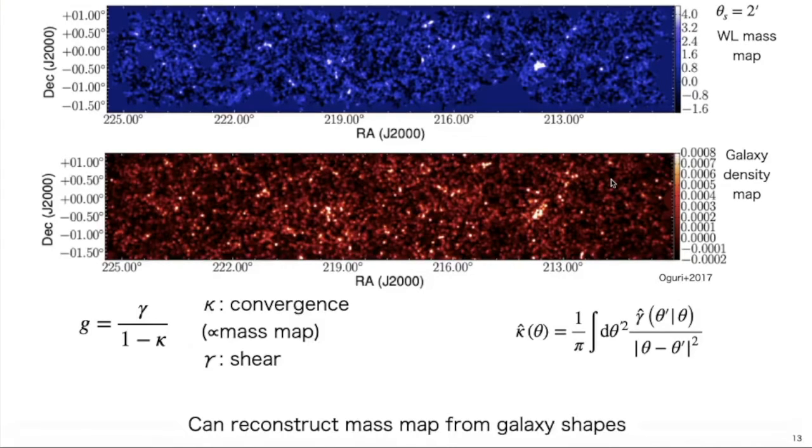This one is a result from the Subaru Hyper Suprime-Cam survey, studied in Oguri et al. The top panel shows the weak lensing mass map, and the bottom panel shows the galaxy density map. As you can see, there is a tight correlation between the two. For example, here there is some mass, and in the lower panel we can also see mass in the galaxy density map. So if we use weak lensing, we can get the mass map.